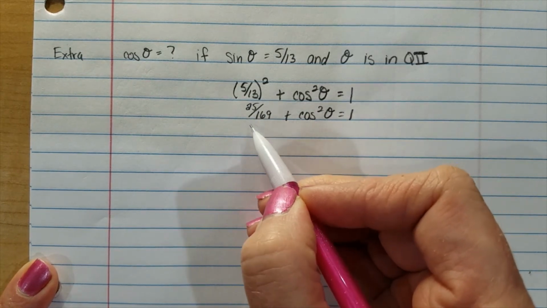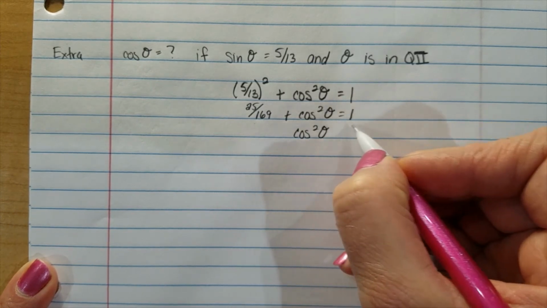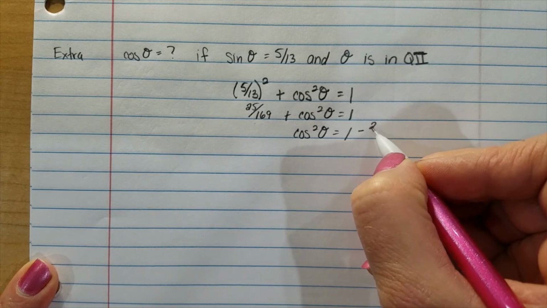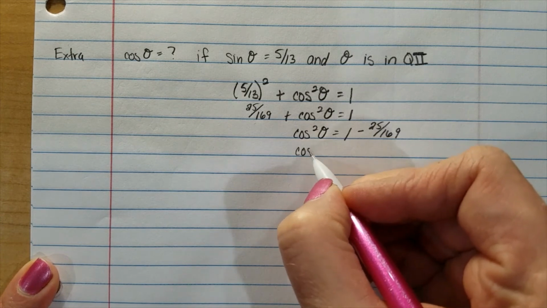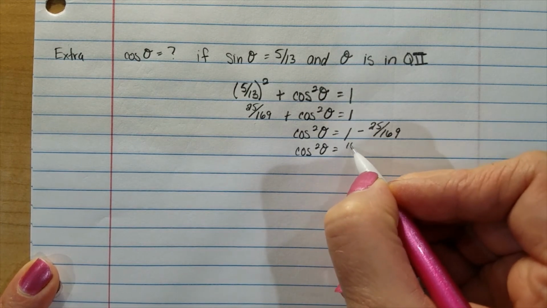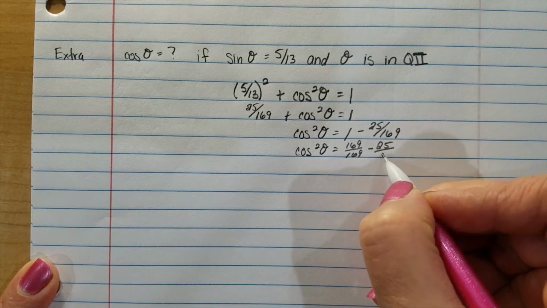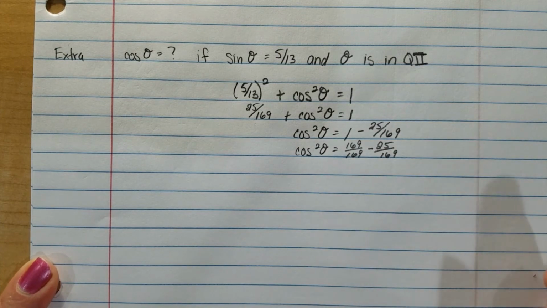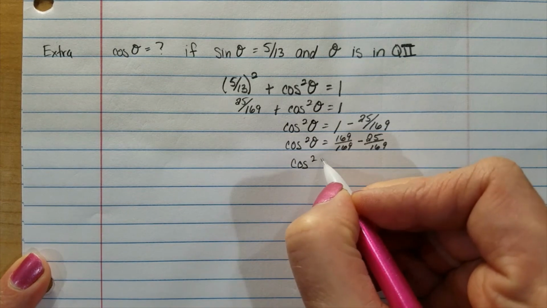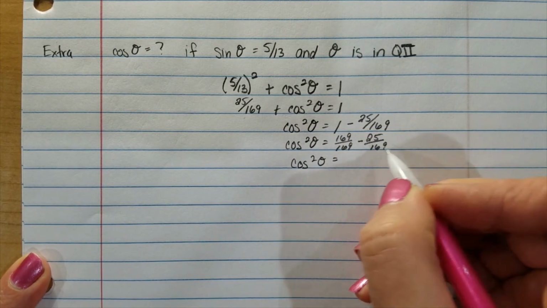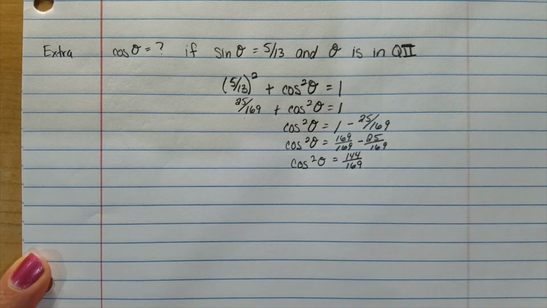We're going to subtract the 25 over 169 from both sides. We've got to isolate cosine squared theta. 1 minus 25 over 169, I need a common denominator. Cosine squared theta equals 169 over 169 minus 25 over 169. Let's simplify the right side. Cosine squared theta equals 169 minus 25, which is 144, all over 169.